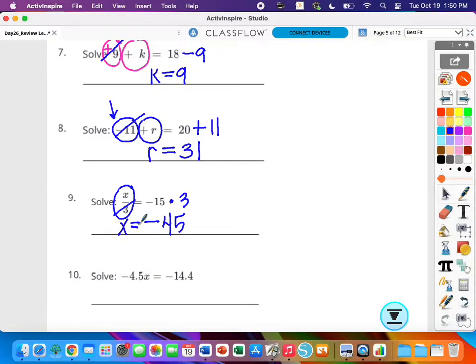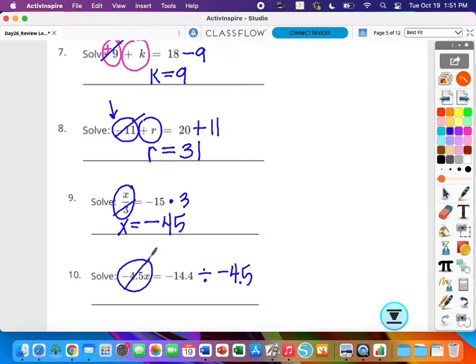And number 10, we got one term here, and that is a multiplication term. Negative 4.5 times x equals negative 14.4. The inverse of multiplication is to divide by negative 4.5. Please don't make the mistake of adding 4.5 on this one. If it is multiplication or division, you do not change the sign, as in the negative or the positive sign in front of the number. It stays negative. If it's a constant, you're going to either add or subtract. But if it's a coefficient, you're going to multiply or divide.